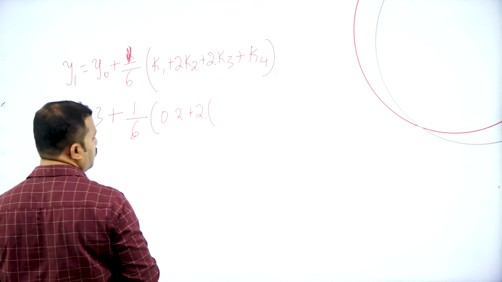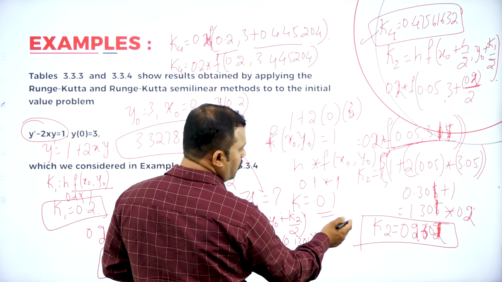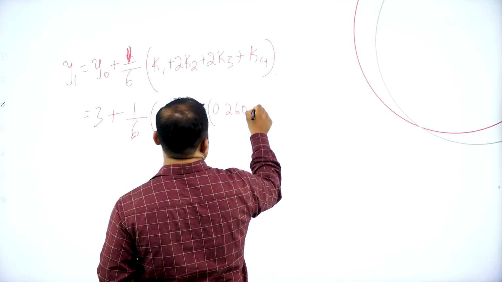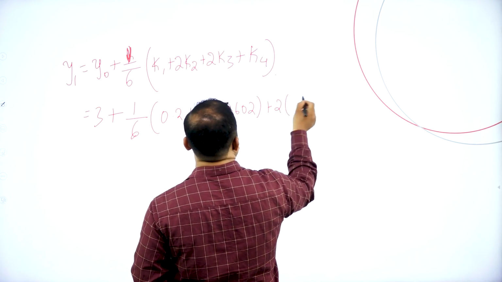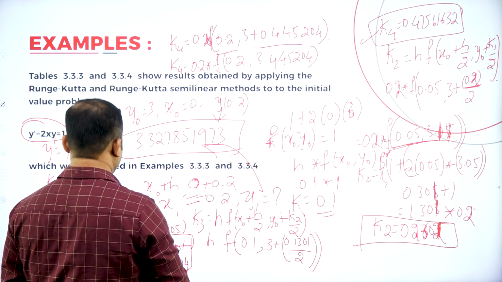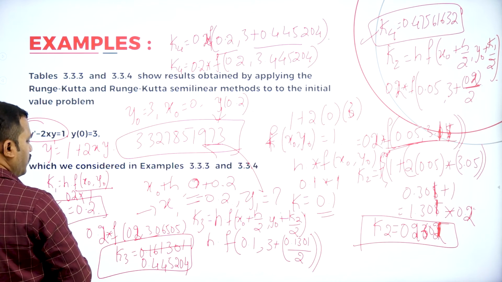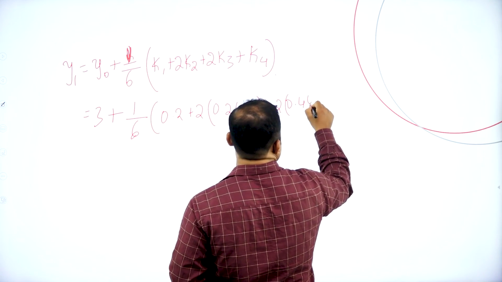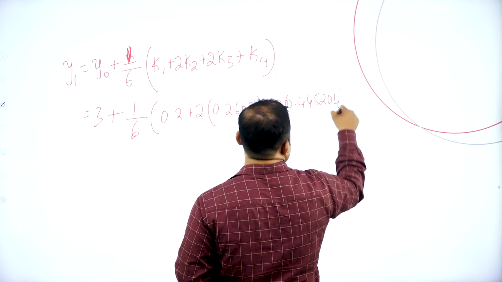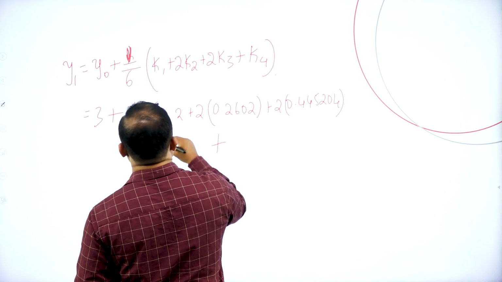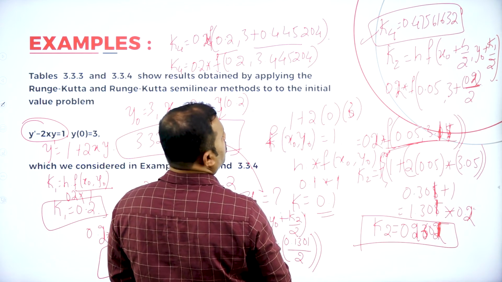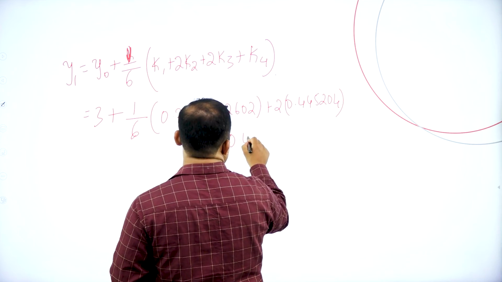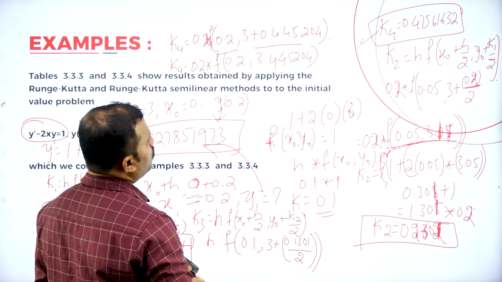What is the value of K2? We have found 0.2602. 0.2602 plus 2 times K3. What is the value of K3? 0.445204. Plus K4. What is the value of K4? 0.47561632.